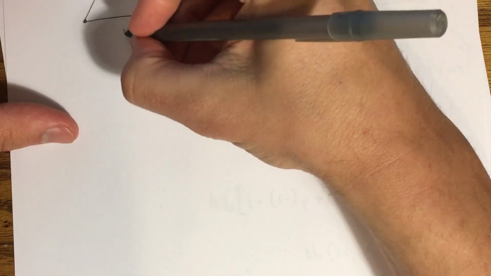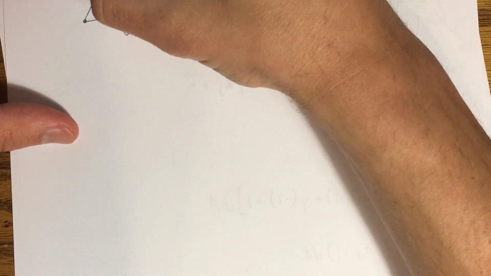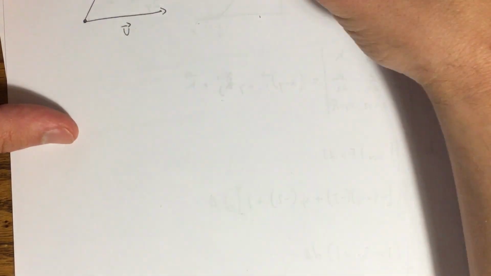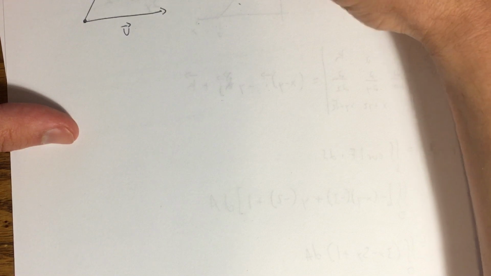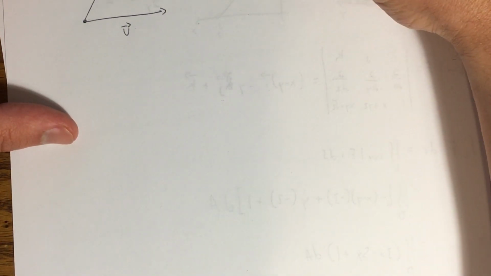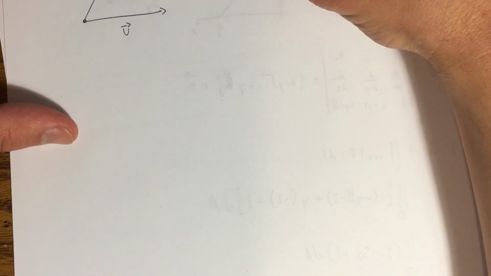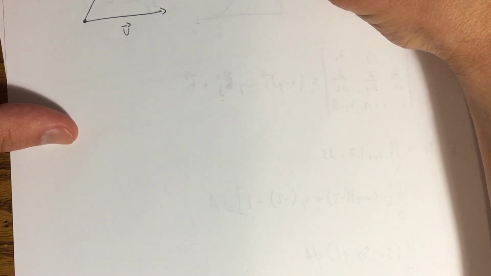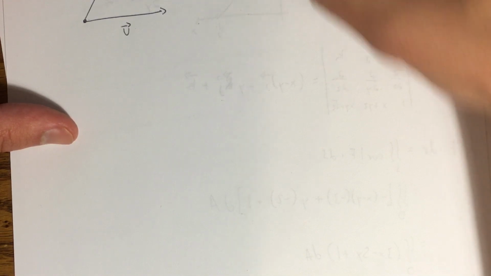All right, so again, let's suppose that we have these two vectors here, u and v. And let's say that u = <a1, b1> and v = <a2, b2>.